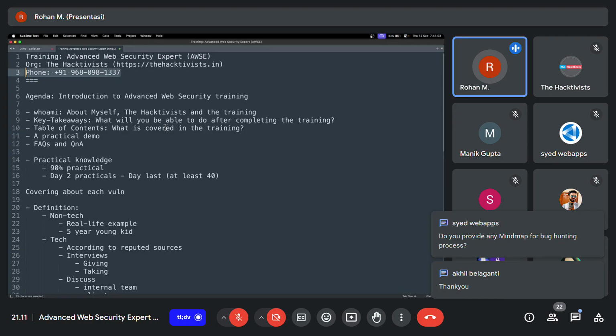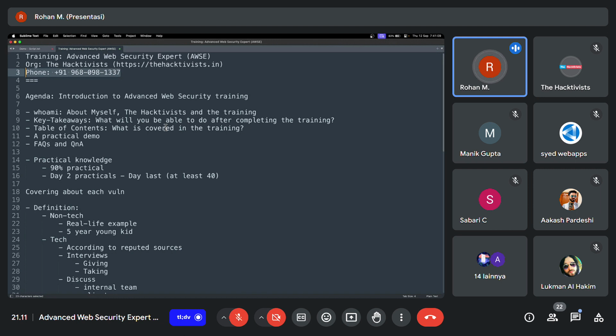Sayyed has asked, do you have any mind map for bug hunting process? Well, technically, the essence or the good part related to bug hunting is that it is not fixed by a specific process. If it was fixed as a process, it would be bug hunt. It would not be bug hunting. It would simply be pen testing because you're following something. The good part about bug hunting is everyone has their own approach.